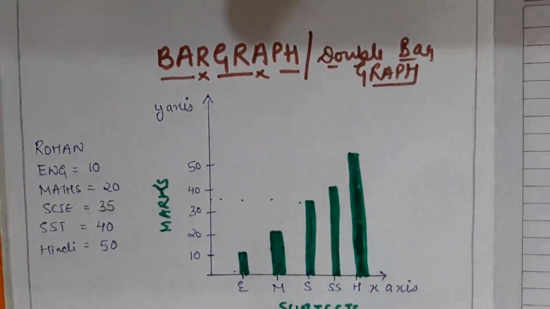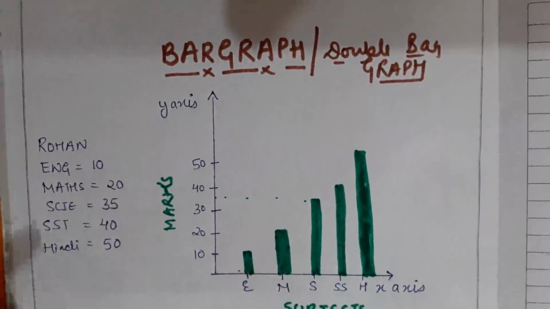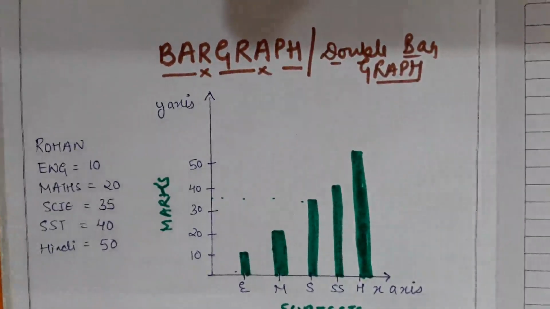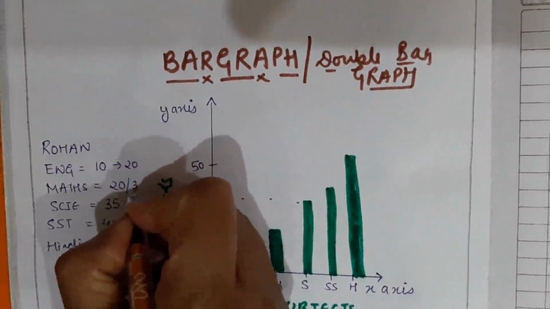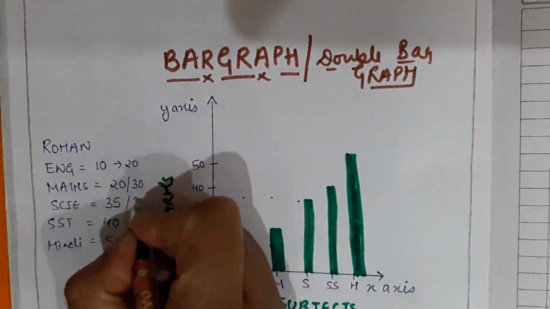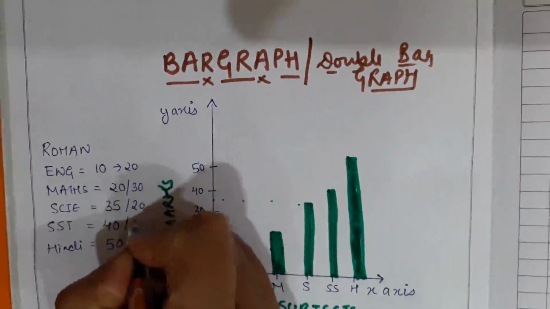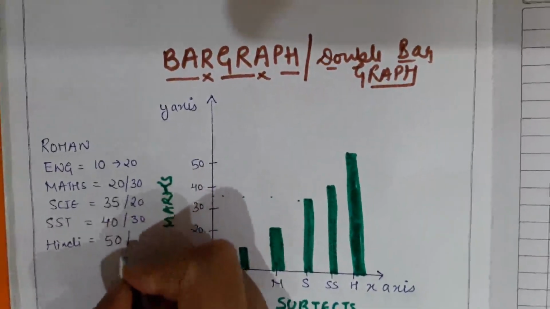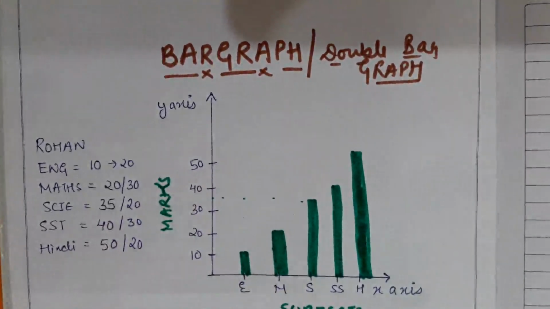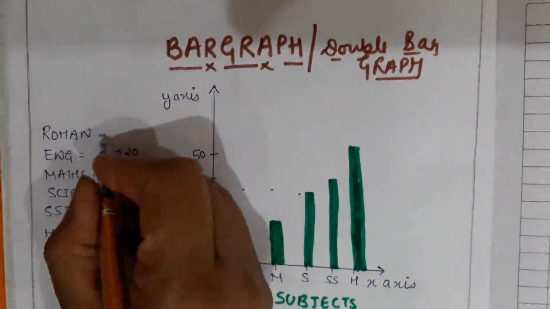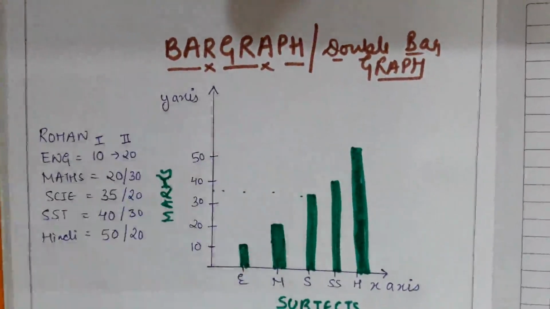So in semester 2 the same person Rohan is scoring, what kind of marks he is scoring? He is scoring 20 marks in English. In math he is scoring 30. In science he is scoring 20, and in SST he is scoring 30, and in Hindi he is scoring 20 marks. Okay, so now comparison is there between first semester and second semester.